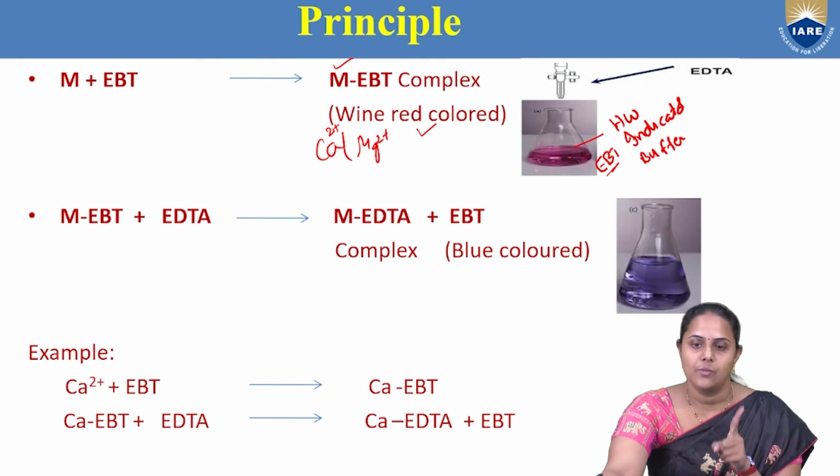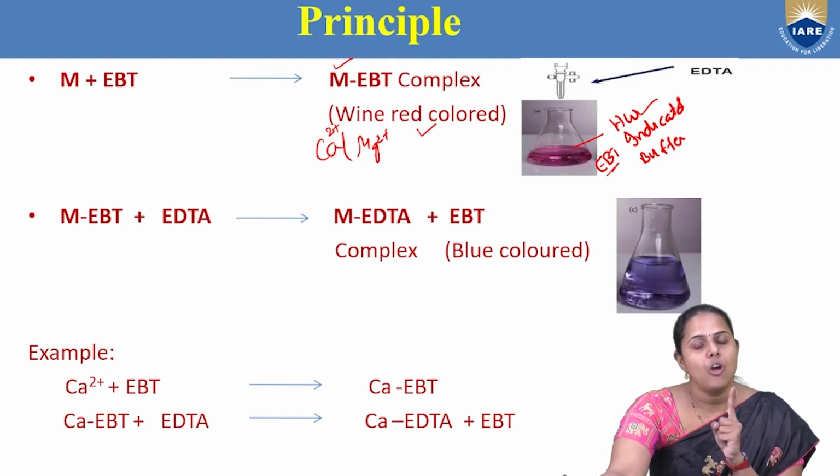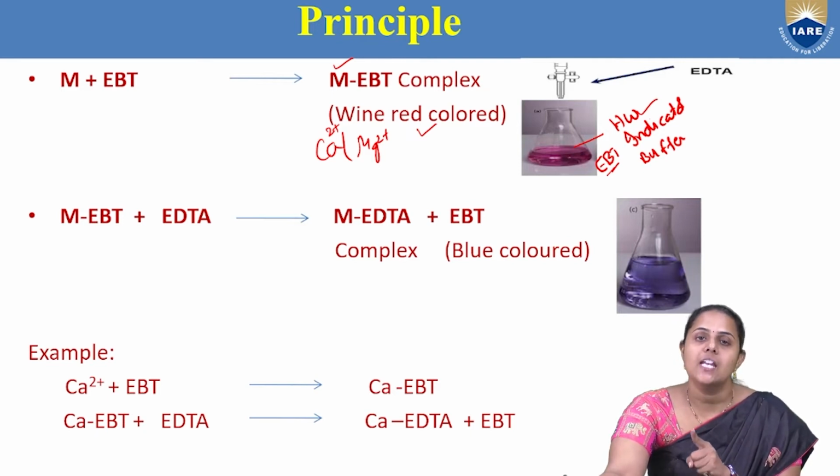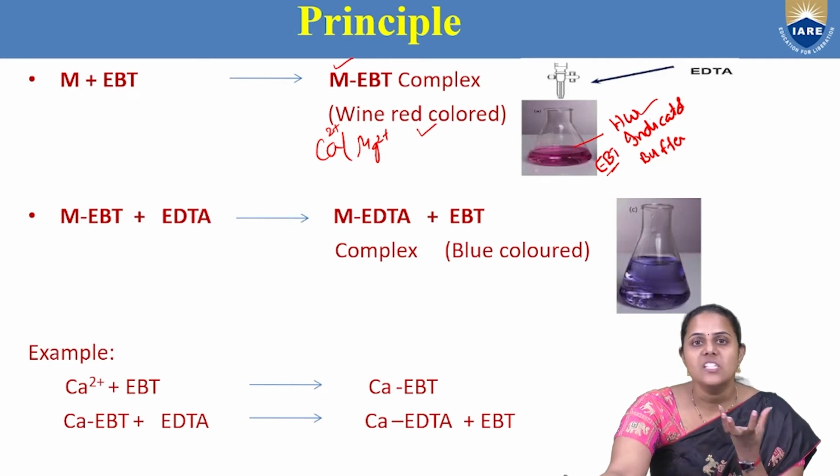So, the first thing that will happen is when you take buffer solution, indicator and hard water in the conical flask, wine red color is obtained. Why is this wine red color obtained? The metal, that is calcium or magnesium ions, will go and combine with the EBT indicator and form calcium EBT or magnesium EBT complexes, which are wine red in color. These are unstable complexes.